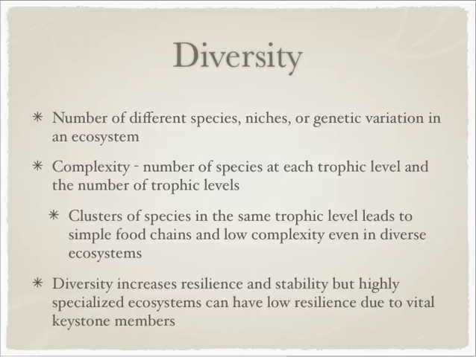If there are many species at the same trophic level, it leads to simple food chains and low complexity, whereas diverse food chains that have many species at many different levels increase resilience and stability of the ecosystem. This is where diversity and abundance are different. Abundance just means a great number, but diversity means a variety.